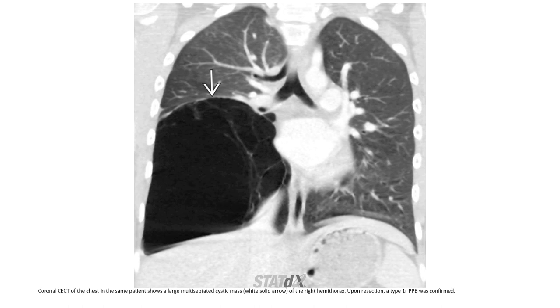This is a contrast-enhanced CT of the chest in the same patient. So, a large multi-septated cystic mass of the right hemithorax, which upon resection was a type 1 pleuropulmonary blastoma.